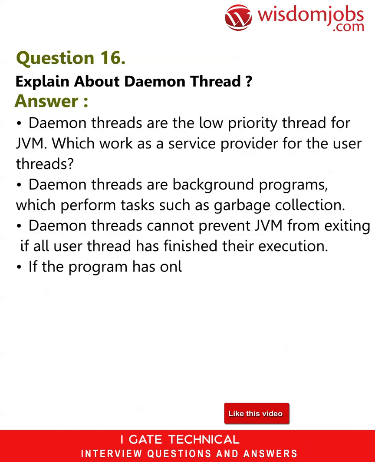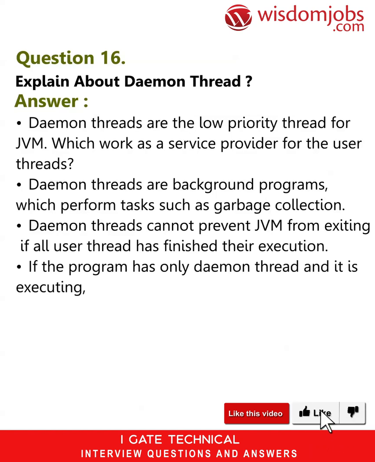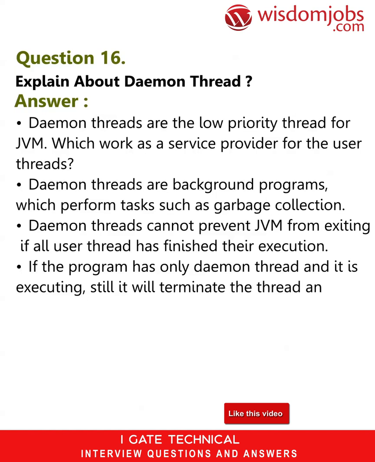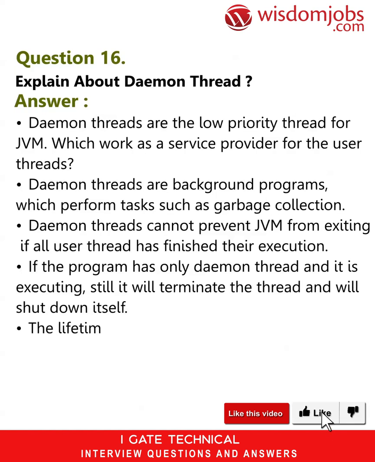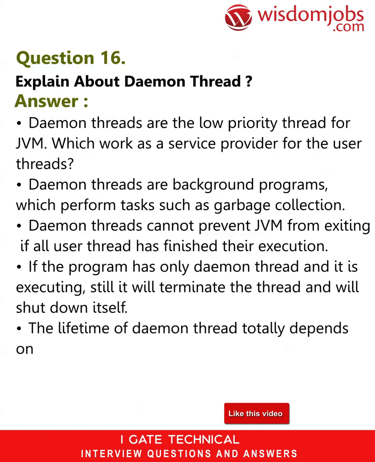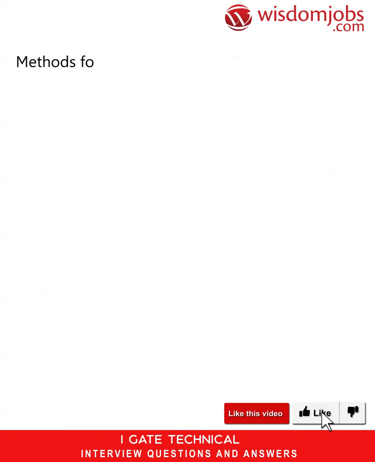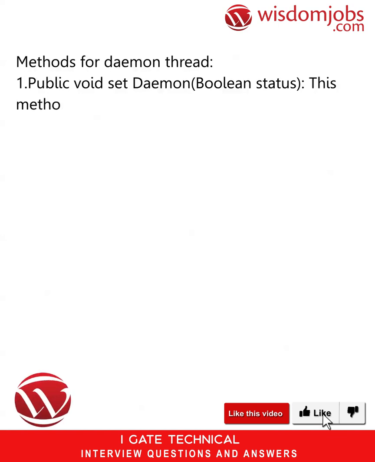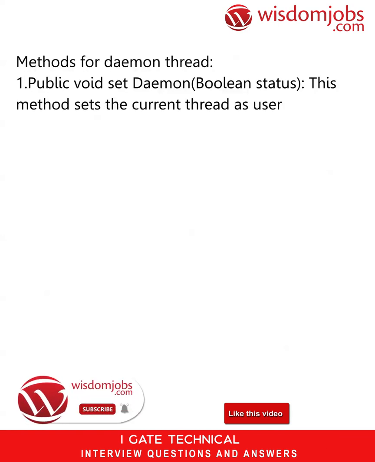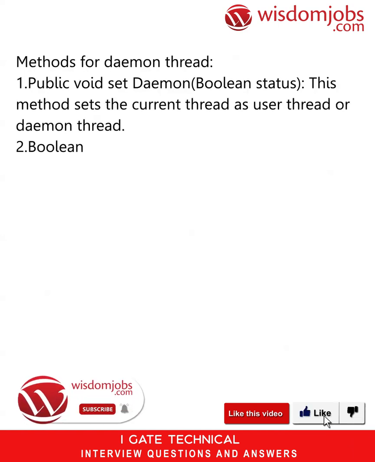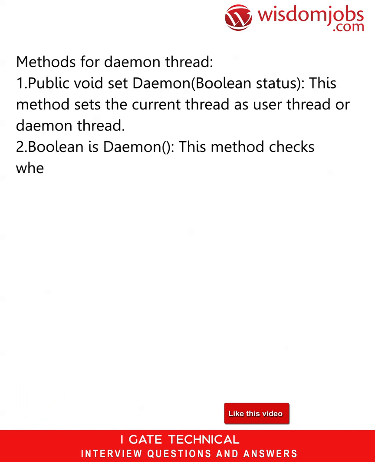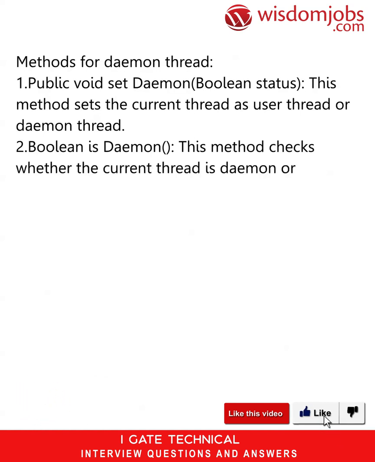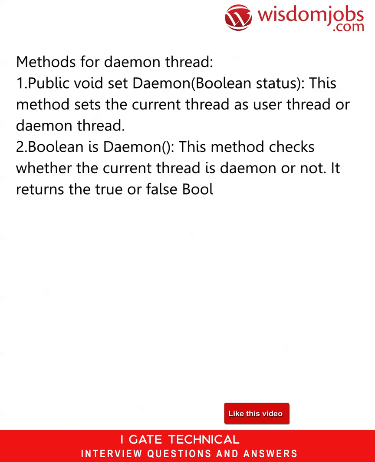If the program has only daemon threads and they are executing, it will still terminate the threads and shut down itself. The lifetime of a daemon thread totally depends on user threads. Methods for daemon thread. 1. public void setDaemon(boolean status). This method sets the current thread as a user thread or daemon thread. 2. boolean isDaemon(). This method checks whether the current thread is daemon or not. It returns a true or false boolean value.